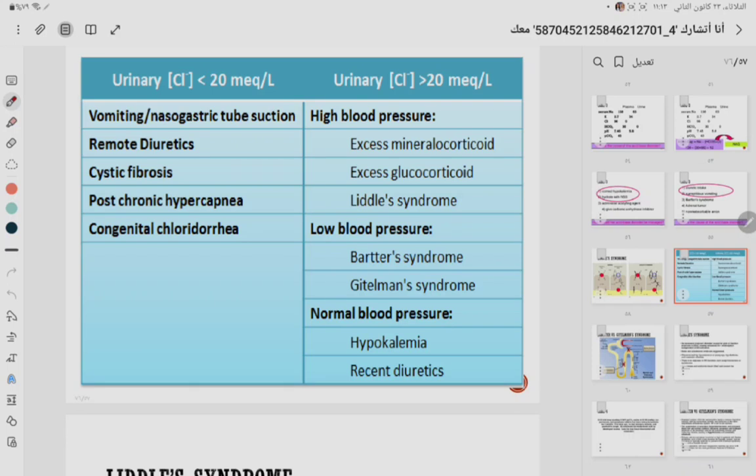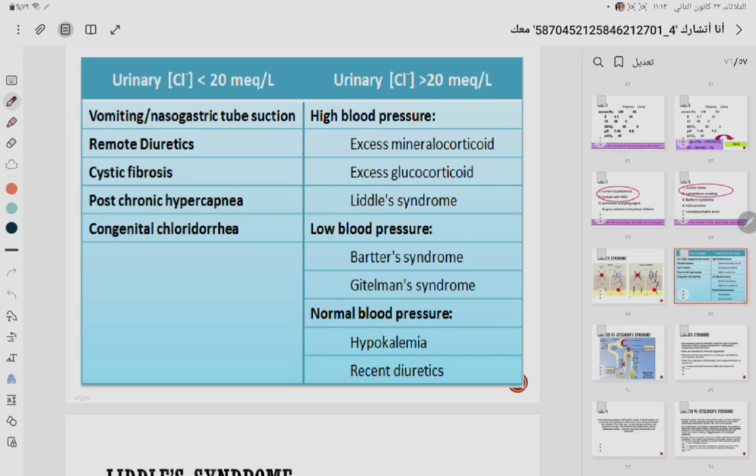And those with high blood pressure and urinary chloride more than 20, either excess mineralocorticoid, excess adrenal tumors that are secreting more cortisol and aldosterone, which causes a syndrome called Conn's syndrome. I think you have heard about Conn's syndrome, which is hyperaldosteronism, yes? Excess glucocorticoids, those who were taking hydrocortisone or fludrocortisone, the fludro is a potent mineralocorticoid, an exogenous synthetic mineralocorticoid tablet. Sometimes they give it in adrenal insufficiency, and they can give it in orthostatic hypotension of unknown cause. It helps as well.